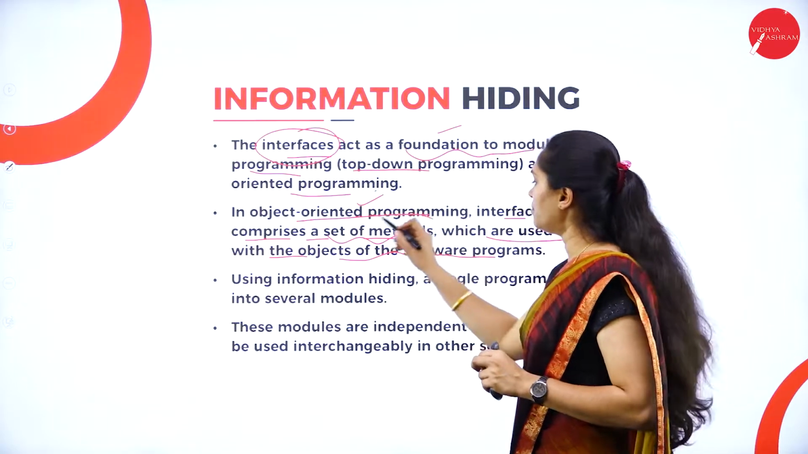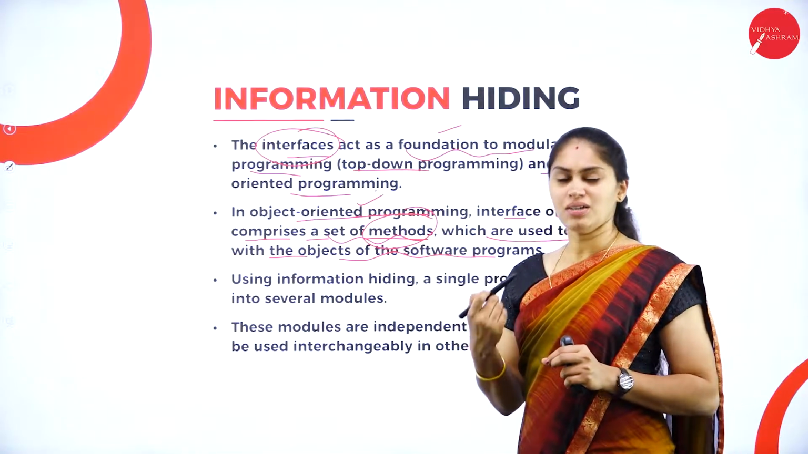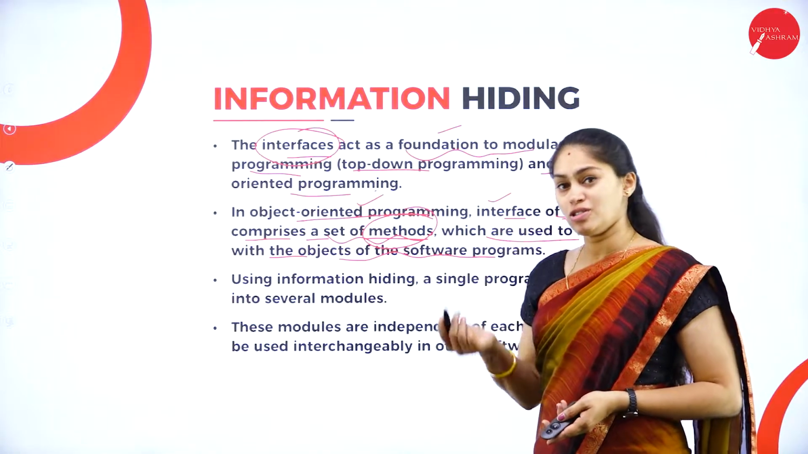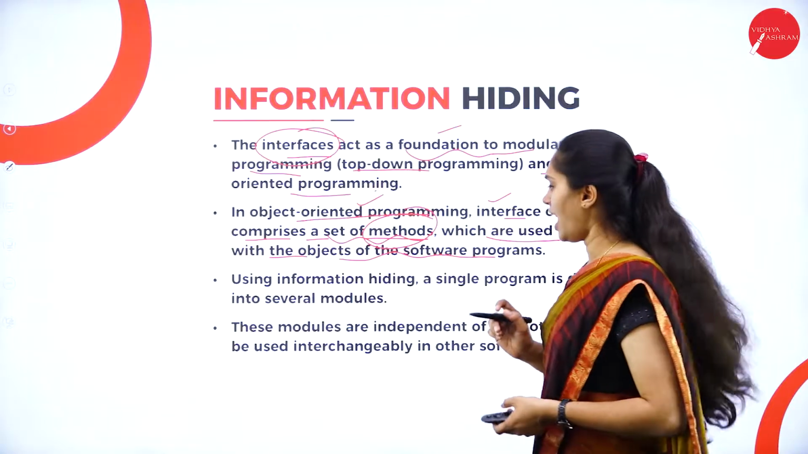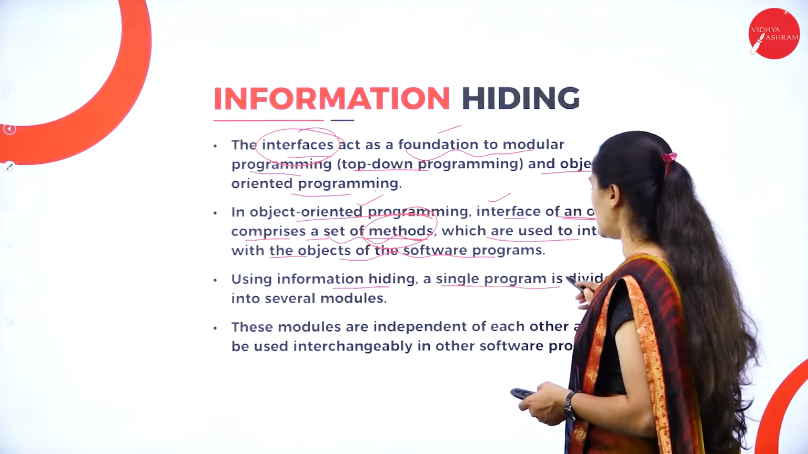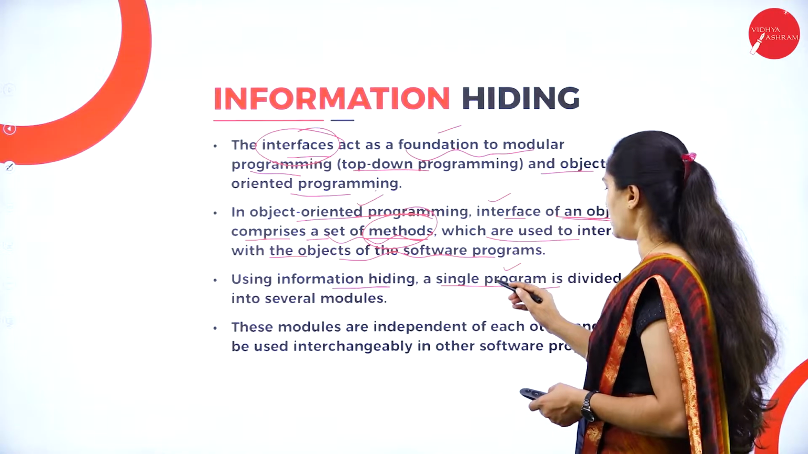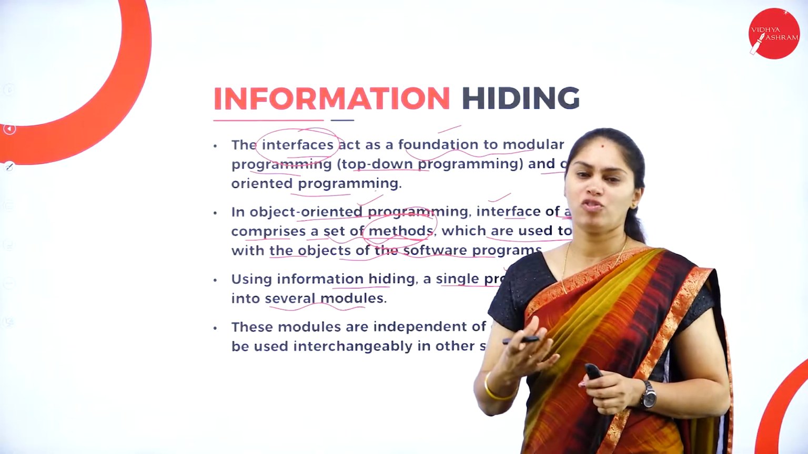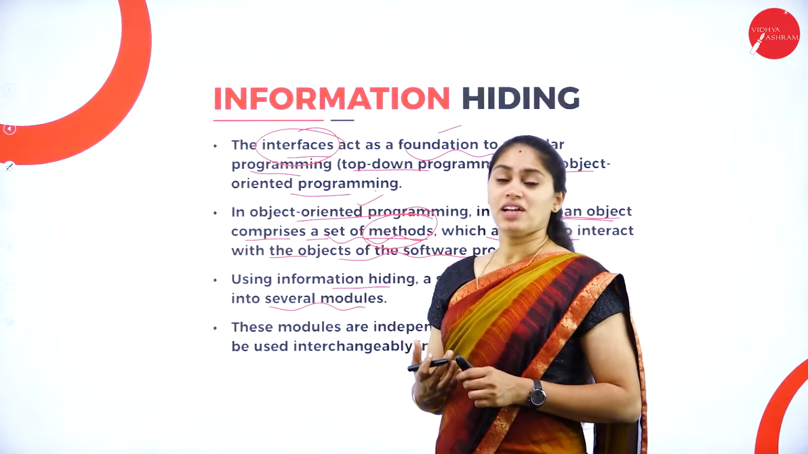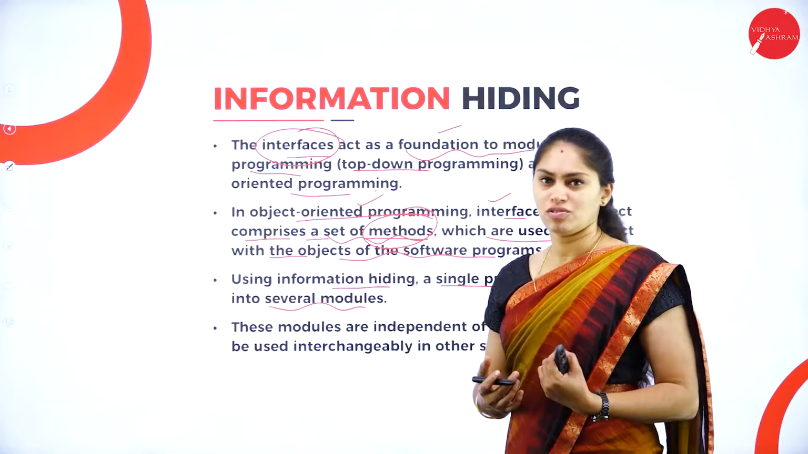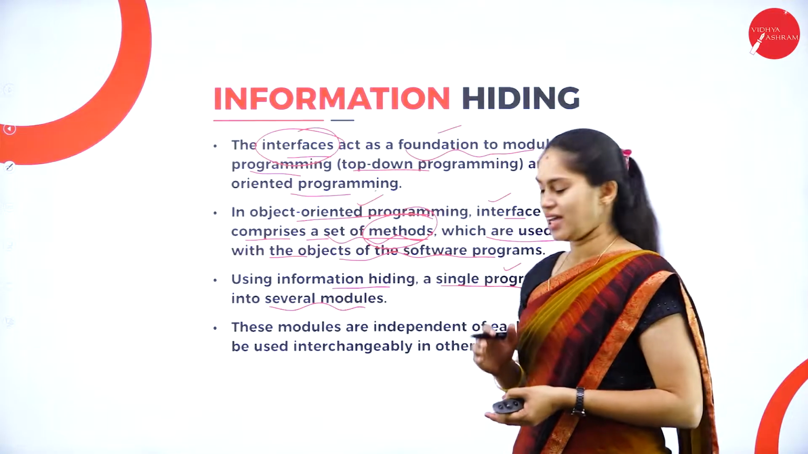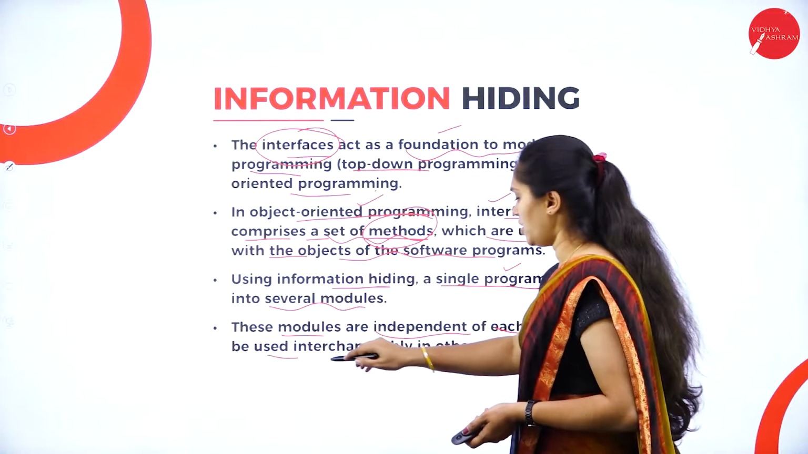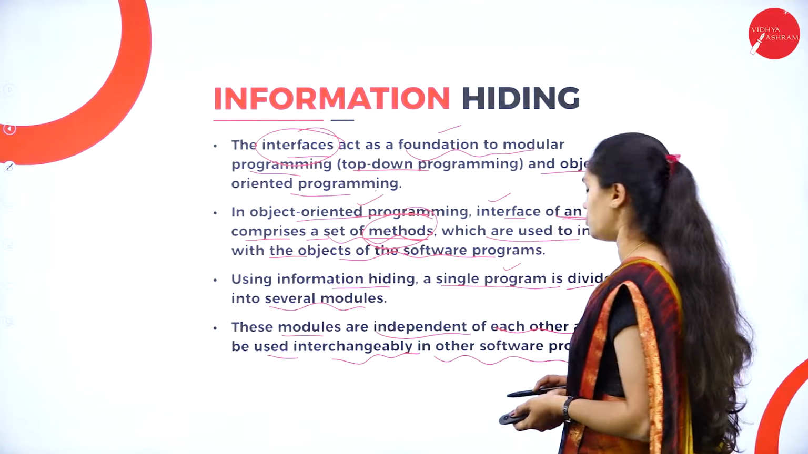So with the help of those methods, we are going to have communication between the objects. That can be done with the help of this information, and it also ensures information hiding. Information hiding helps us divide a single program into several modules. When we follow a modular approach, it is easy for maintenance and for efficient usage of each module, so that these modules are independent of each other and can be used interchangeably in other software programs.